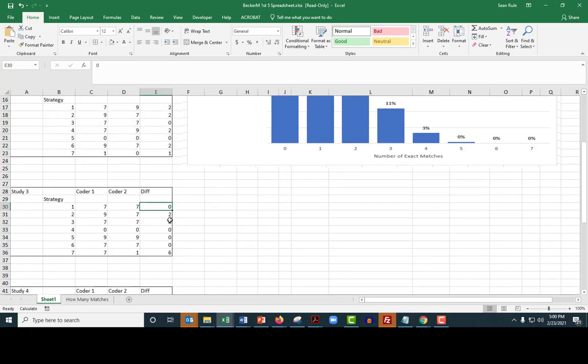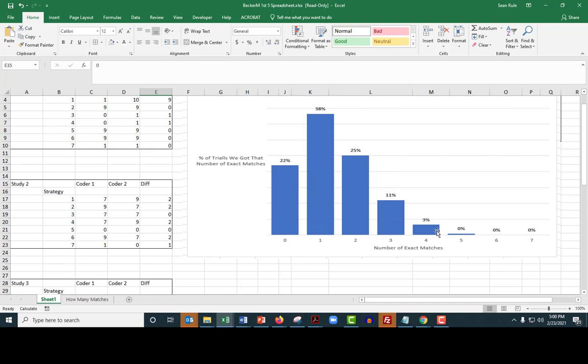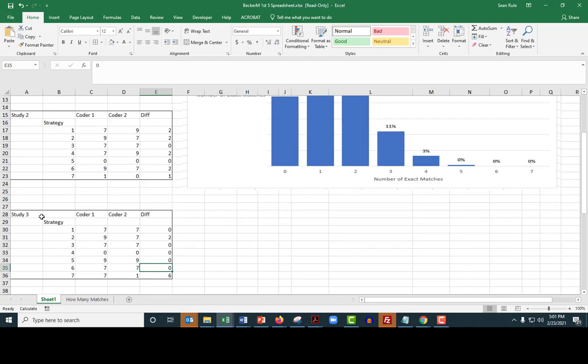Study 3, boom, 1, 2, 3, 4, 5 zeros. There is almost no way that 5 or more zeros would look like it's due to chance, which means it looks like these are fairly reliable.